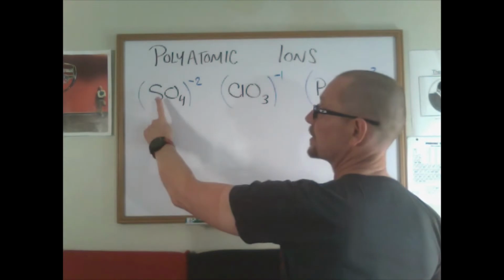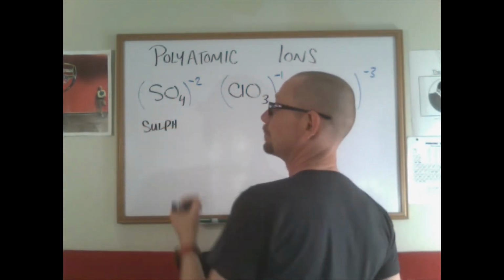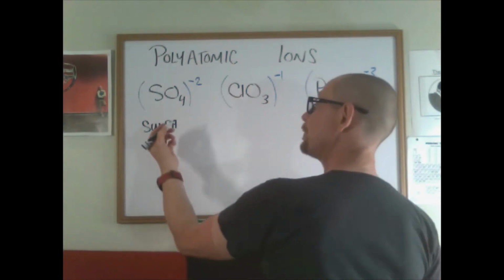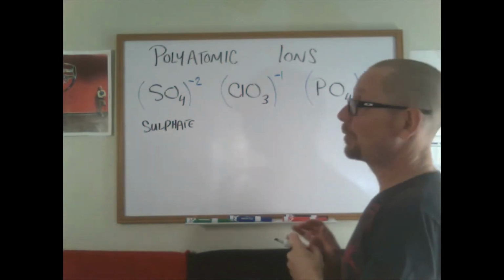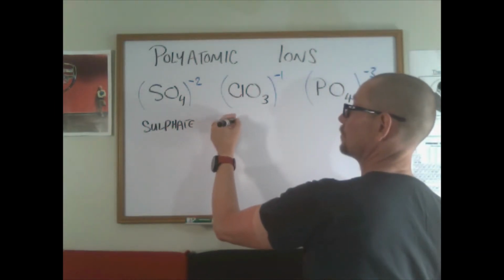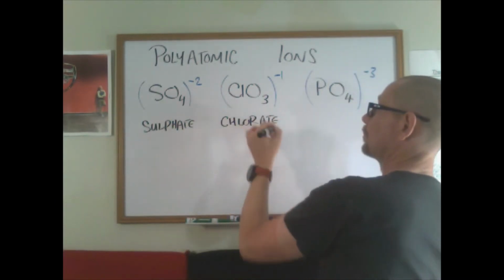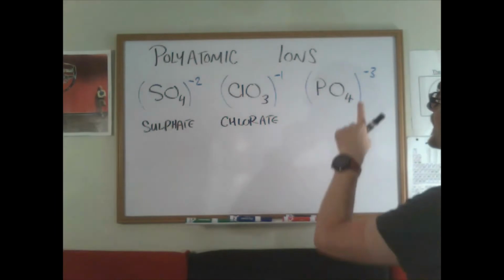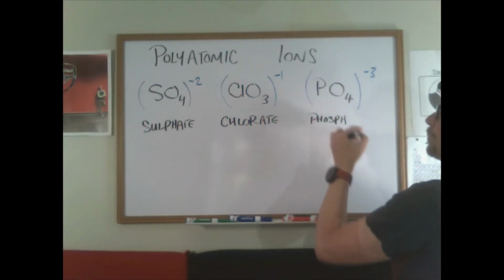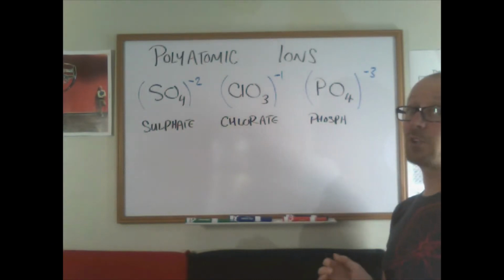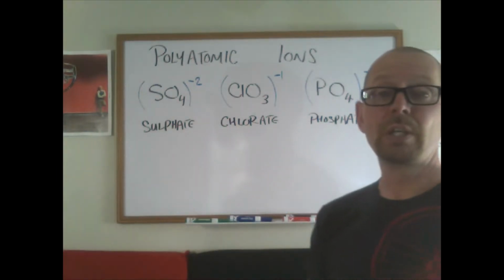So, because it contains sulfur and oxygen, sulfur becomes sulfate. Chlorine and oxygen, chlorine becomes chlorate. And lastly, phosphorus. Phosphorus becomes phosphate. That's it. That's those names. It's always that.